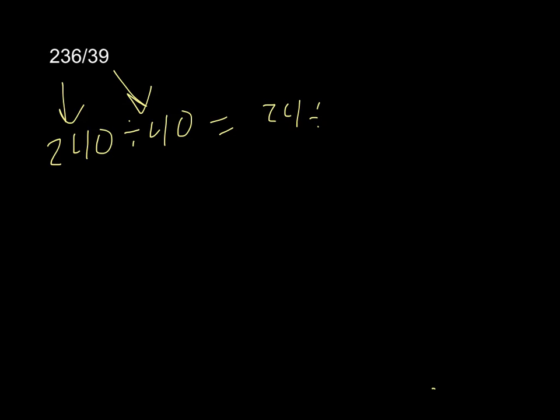236 divided by 39. Again, the first step that I'm going to take is to estimate. In this case, knowing my facts, I am going to round up. So I'm going to go 240, and 39 turns into 40. 240 divided by 40 is the same as 24 divided by 4, which is 6. So let's try that and see if that works.